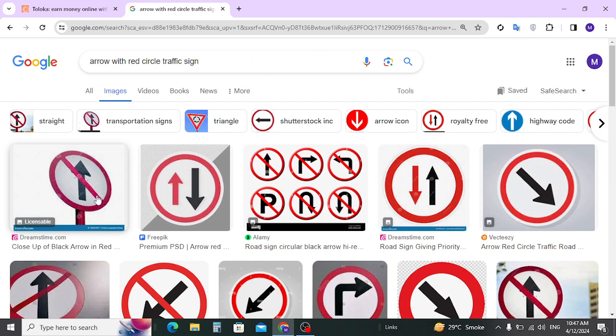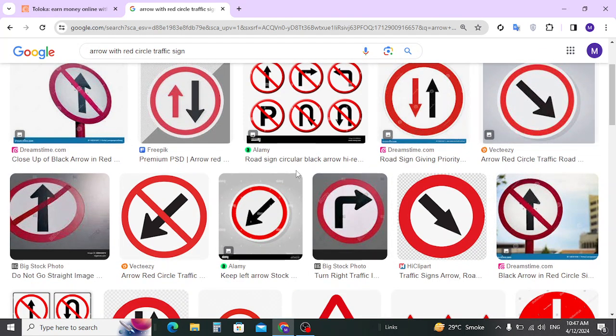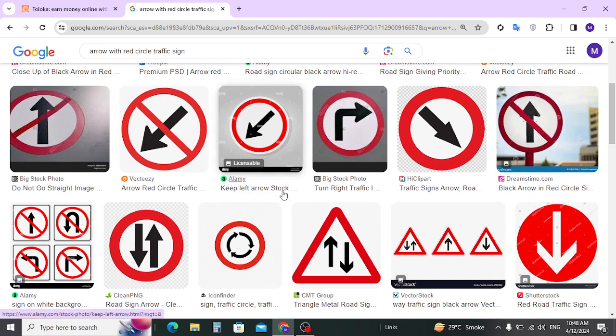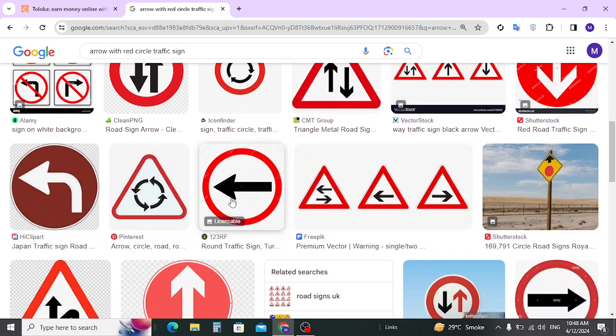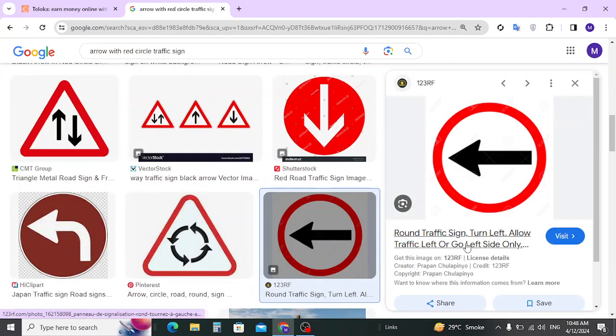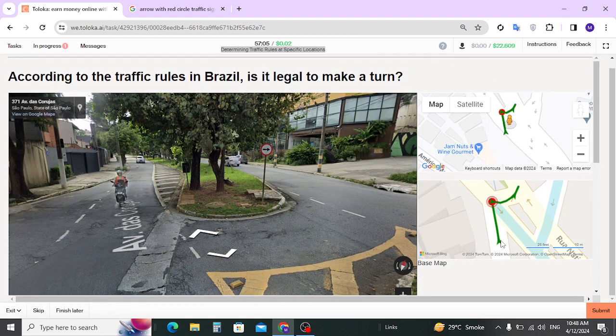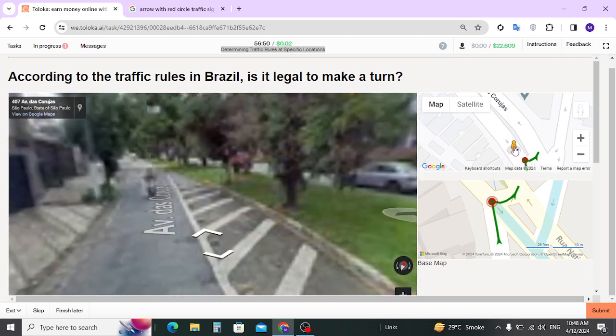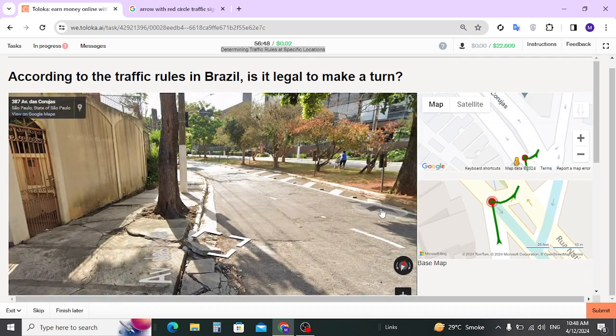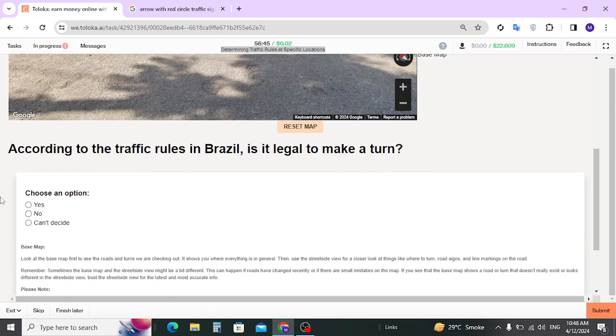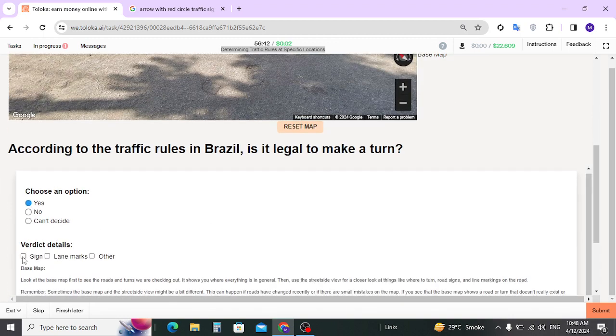This is no right or left turn, but this is keep left arrow sign. No, this was not ours. This is a round traffic sign. Turn left, allow traffic left, or go to the left side only. So here we are clearly being given the indication that you can turn this way. And if we see on the map, this traffic is one sided from this side and then going from this side, but the main goal is, right now we are here at this turning point. If we are at a turning point, can we turn this way? Yes, we can. Simply yes. And it is given by a sign.